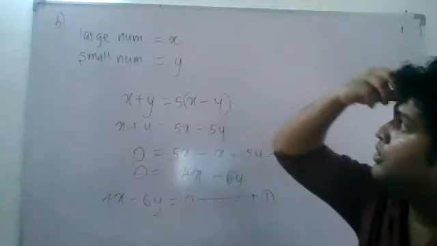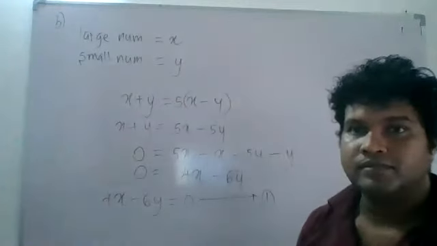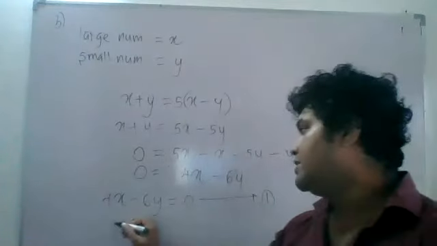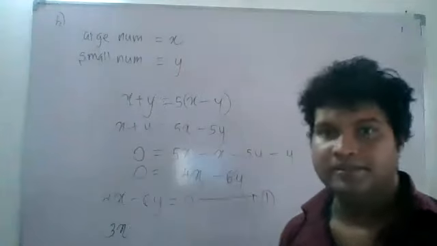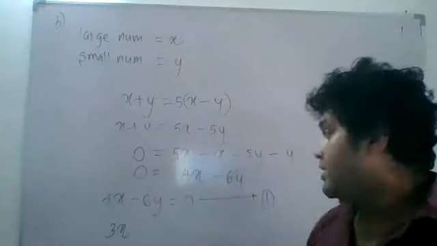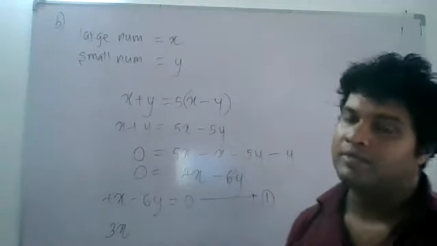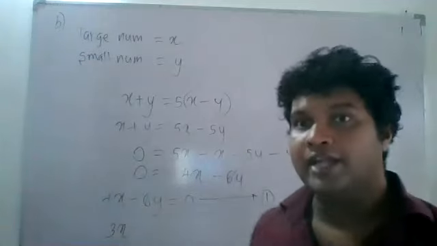3 times the larger number, you see. What's the 3 times the larger number? 3x. Right? Then I can write 3 times the larger number, 3x, is greater than. Greater means bigger than something. Greater than.